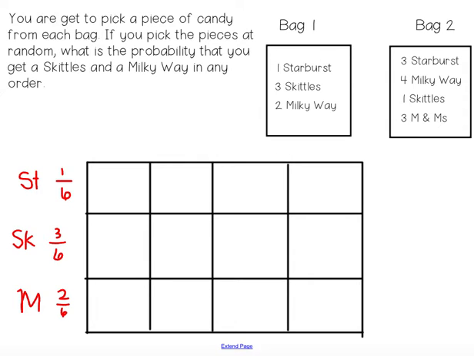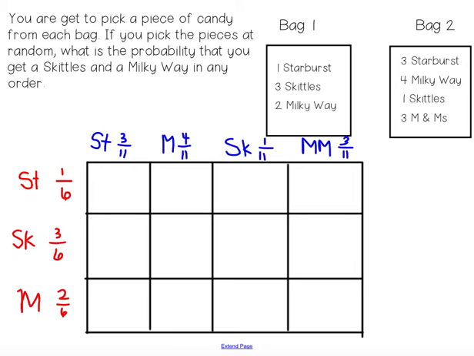Okay, and then bag 2. 3, 7, 8, 9, 10, 11. Good, I counted right this time. So we have Starburst, which we said was ST, and that's going to be 3 out of 11. Milky Way is going to be 4 out of 11. Skittles will be 1 out of 11. And M&Ms, which will be MM, will be 3 out of 11.